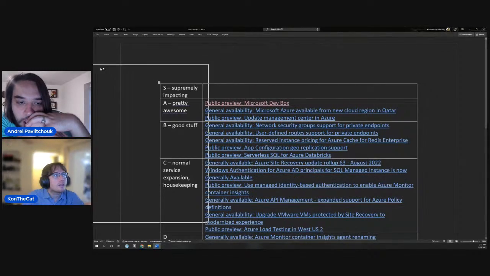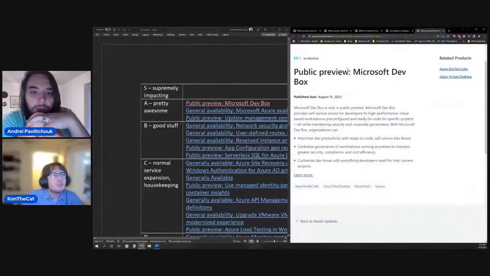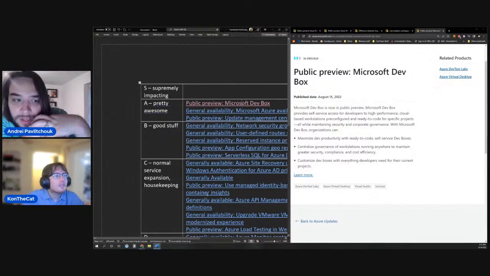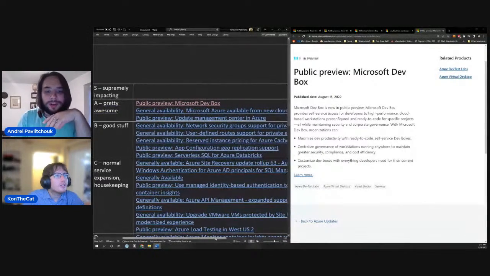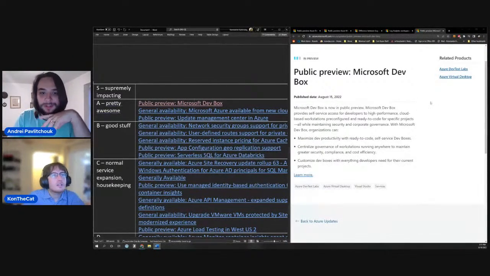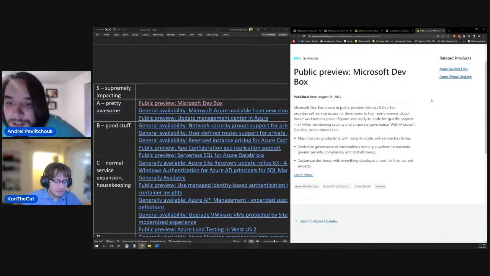Wait, I think we can streamline this. Yeah, if you can just make it a little bit bigger. I'm struggling to read it myself as well. So okay, let me see if I can.